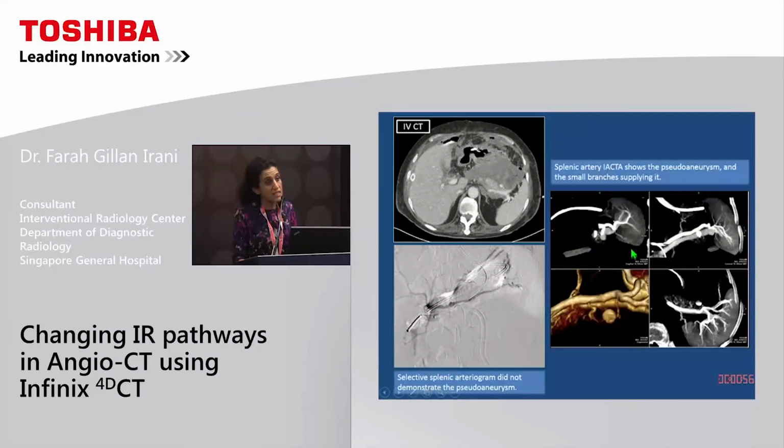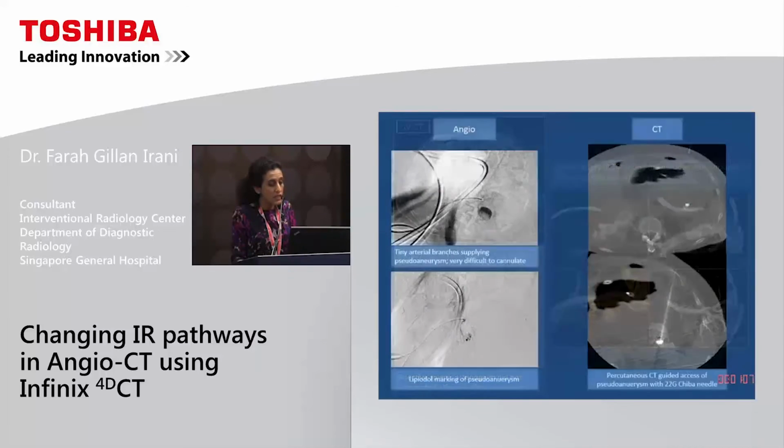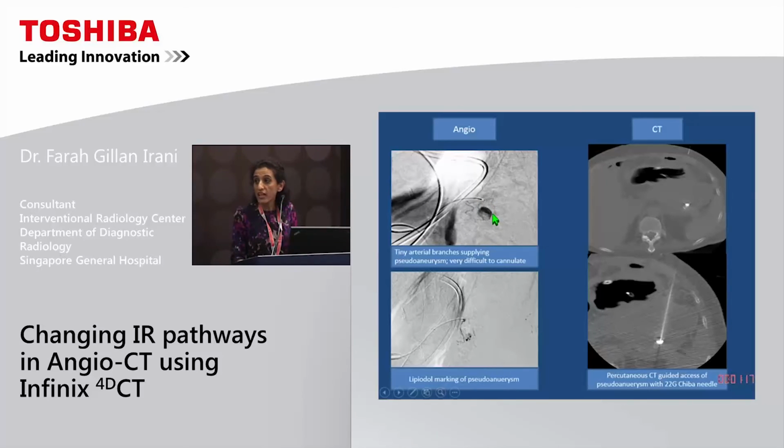So then we ran the CT, and in CTA, we could actually see this aneurysm sitting off the splenic artery, which was supplied by these very fine branches of the splenic artery. It's really, really difficult to see. So we went ahead and went really super selective, and you can see that this is the aneurysm filling. It's fed by these very, very tiny branches, and it's really very difficult to cannulate these arteries.